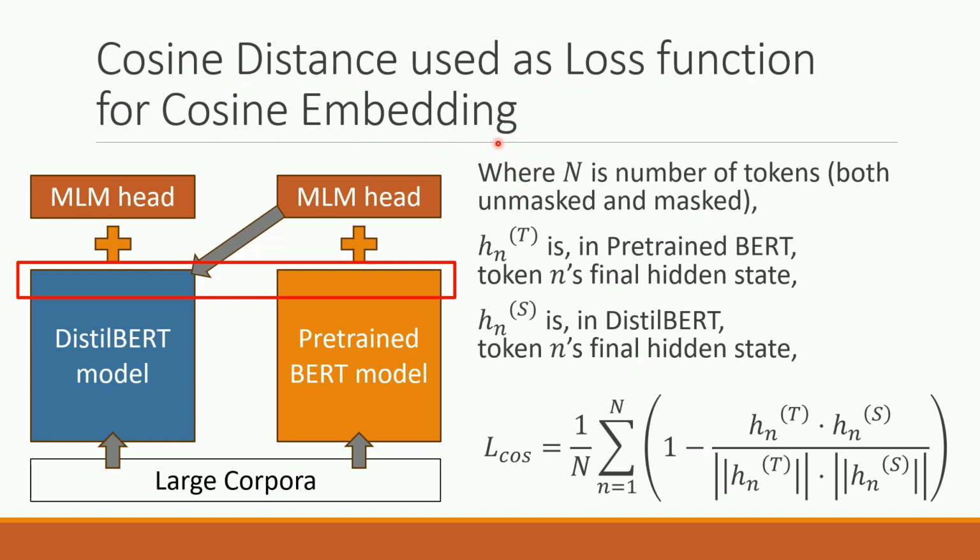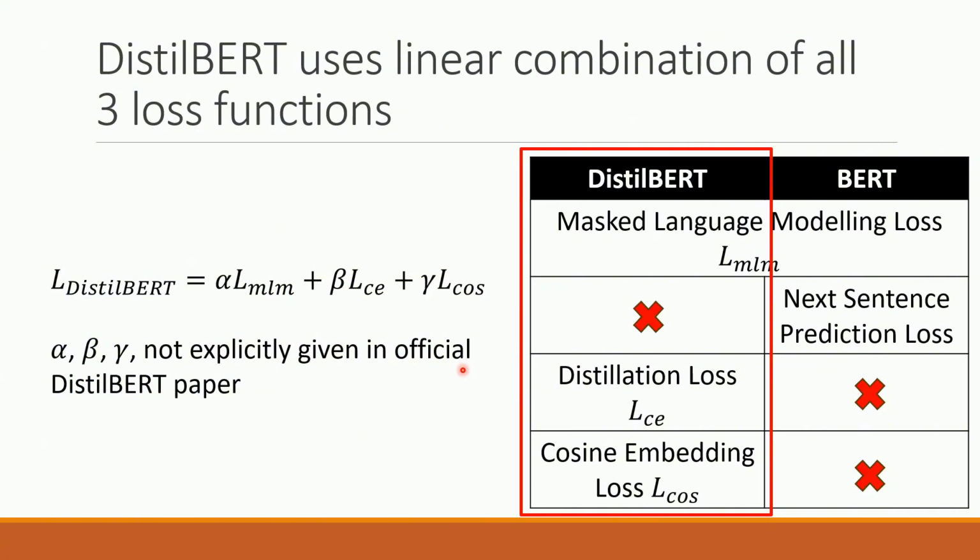So you can see this is the formulation, where n is the number of tokens. In this case, it includes both the unmasked as well as the masked tokens, just everything. And this is the hidden state by pre-trained BERT over here, by the teacher. And then this is the hidden state by DistilBERT, which is the student over here. And this is the formulation, which is cosine distance. So DistilBERT uses a linear combination of all these three loss functions, which you can see over here. The coefficients are not explicitly given in the official DistilBERT paper, but you can maybe find them in the GitHub code page.